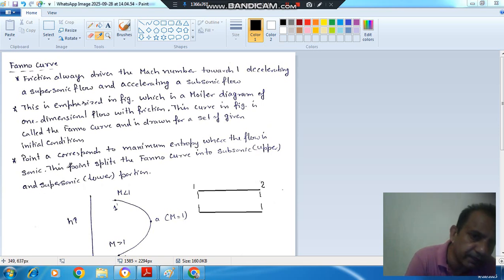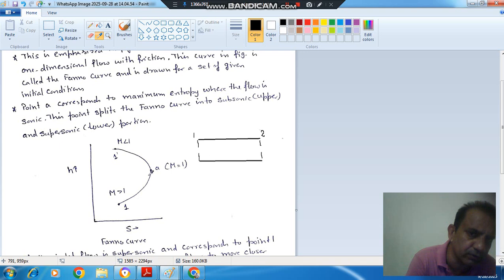Next point is point A corresponds to maximum entropy where the flow is sonic. So this is the point where the flow is sonic, and it corresponds to maximum entropy. So here we can see that the entropy is maximum, and here the flow is sonic also. This point splits the Fanno curve into subsonic, the upper branch where M is less than 1, and the supersonic portion, the lower branch.